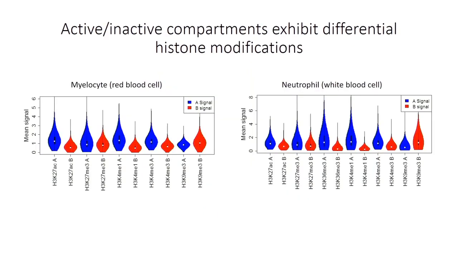We see a similar kind of pattern with histone modifications. If you're familiar with all these different names of the histone modifications, essentially what you can see is that we have a fairly consistent enrichment of activating histone marks in the active compartments, with the exception of H3K9me3, which is, of course, the opposite way around. And you see this both in the red blood cell and the white cell lineage.